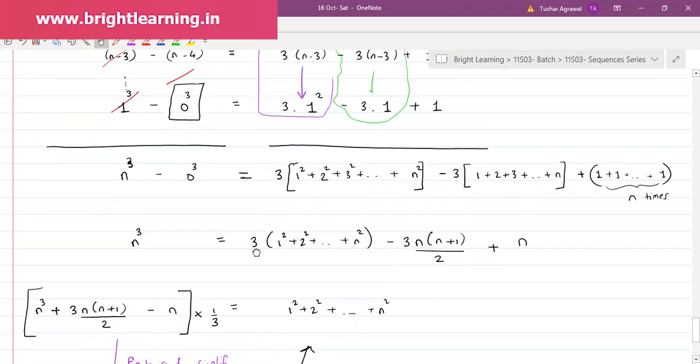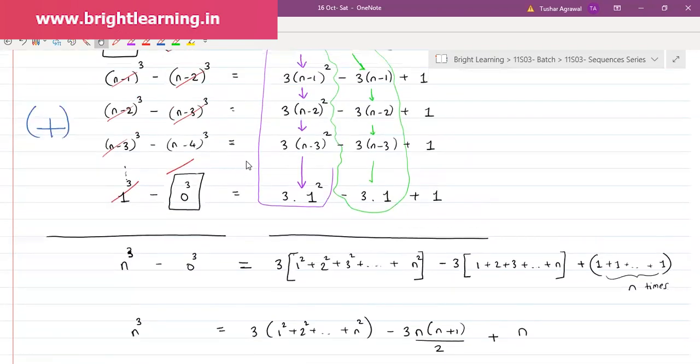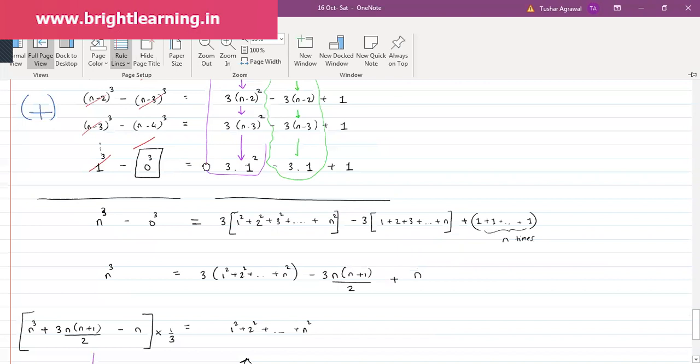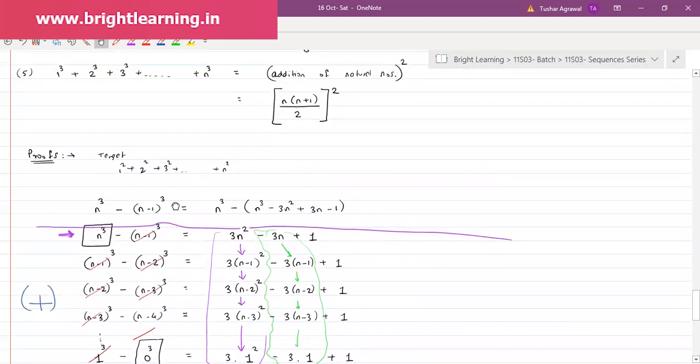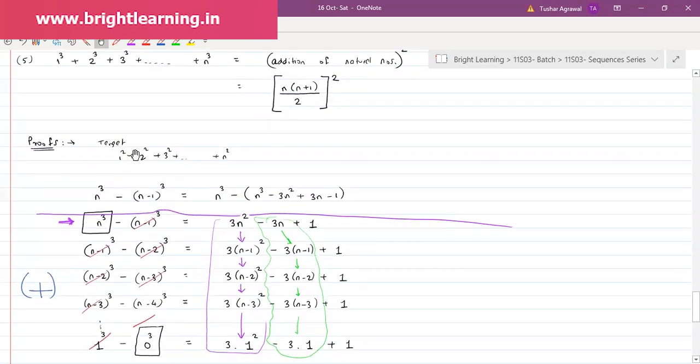Copy it quickly, everyone. When my target was the summation of squares, 1 square, 2 square, 3 square, I started with subtraction of cubes, n cube minus n minus 1 cube. If my target is 1 cube plus 2 cube plus 3 cube and so on, I will start with n raised to 4 minus n minus 1 raised to 4.